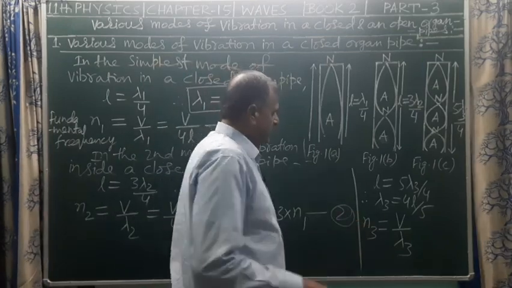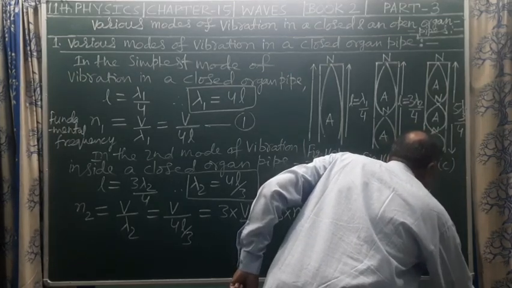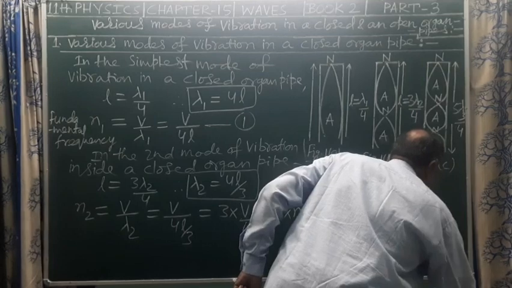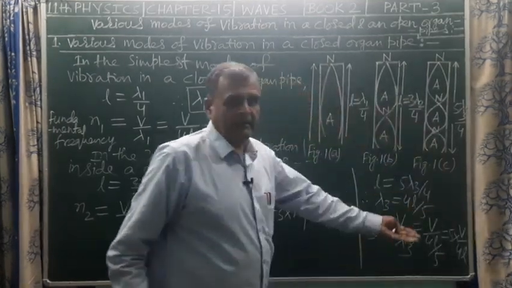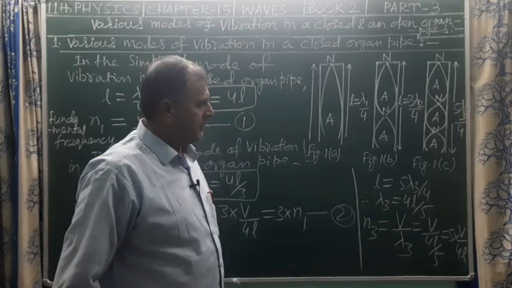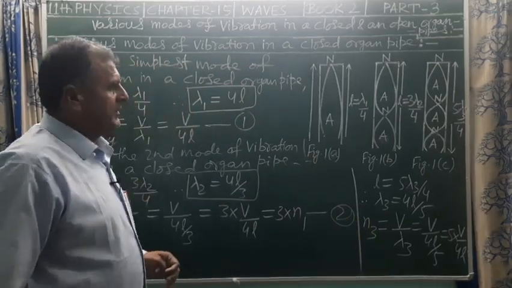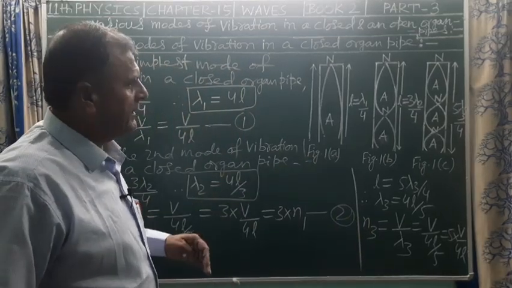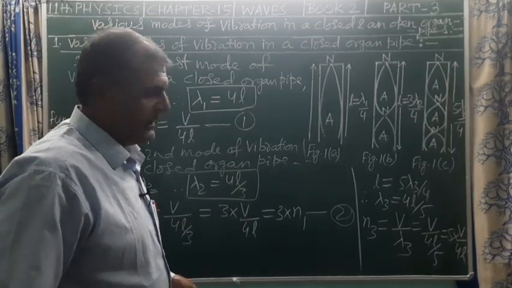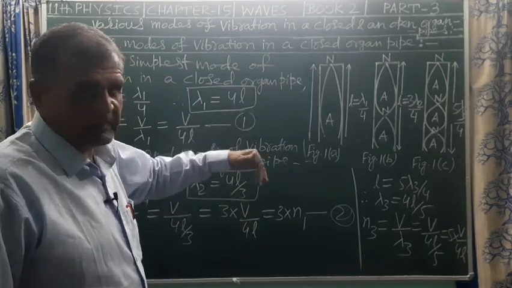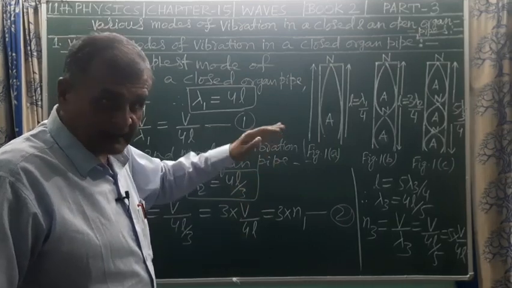Therefore N3 is equal to V by lambda 3, and with lambda 3 being 4L upon 5, it can be written as 5 multiplied by V upon 4L. 5 will be multiplied in the numerator, so N3 is the third harmonic produced in the third mode of vibration in a closed organ pipe, and second overtone is N3. The third frequency produced in the third mode of vibration is denoted by the symbol N3, which is called the third harmonic and second overtone.